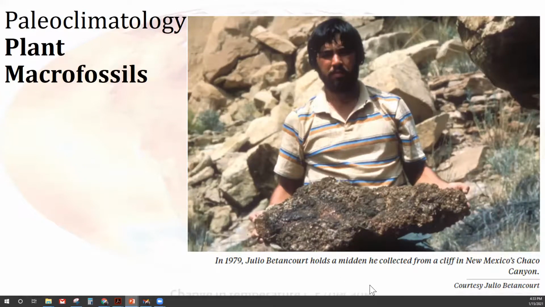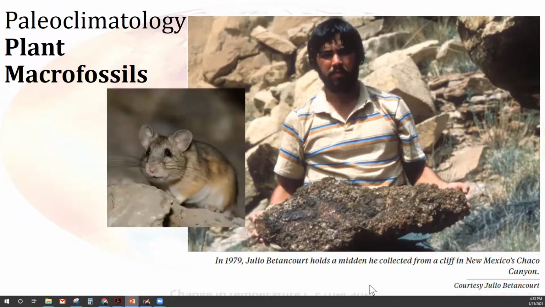So Julio Betancourt, I never met him, but I worked with a lot of folks that worked with him. He's holding this thing called a midden. I wonder how many of you know what a midden is. Looks like a rock, doesn't it? It's kind of all gnarly. But if you know what a midden is, you know that is not a rock. It actually belongs to this character. And that is an amberat.